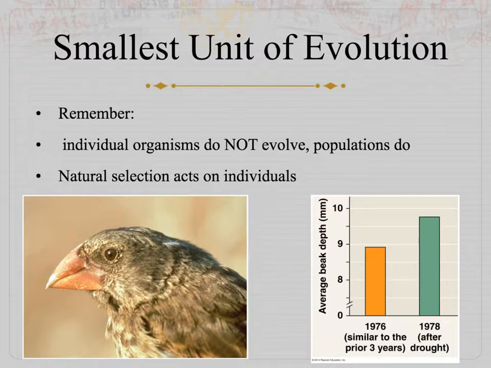This is a picture of a medium ground finch. It went through a drought, and about 90% of the birds were lost due to the loss in the environment of small, soft seeds. Birds that had thicker, stronger, longer beaks survived because they could crack the seeds, and they went ahead and passed that on to their offspring. So over time, we ended up seeing that the beak length grew.